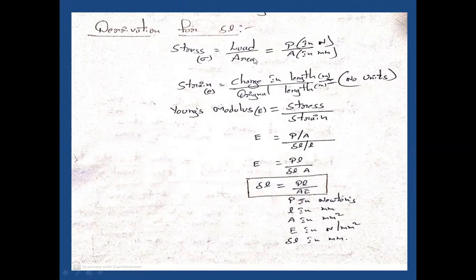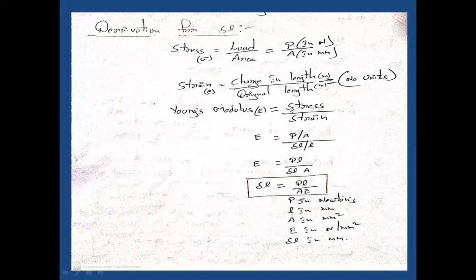The stress is equal to load by area. As you know, load is P and the area is A. The unit of P will be newtons, and the unit of area will be mm squared, millimeters. Then strain is equal to change in length by original length. The units of change in length will be mm or meters, and the units of the original length will be mm or meters, whichever. So both units get cancelled, so the strain has no units.